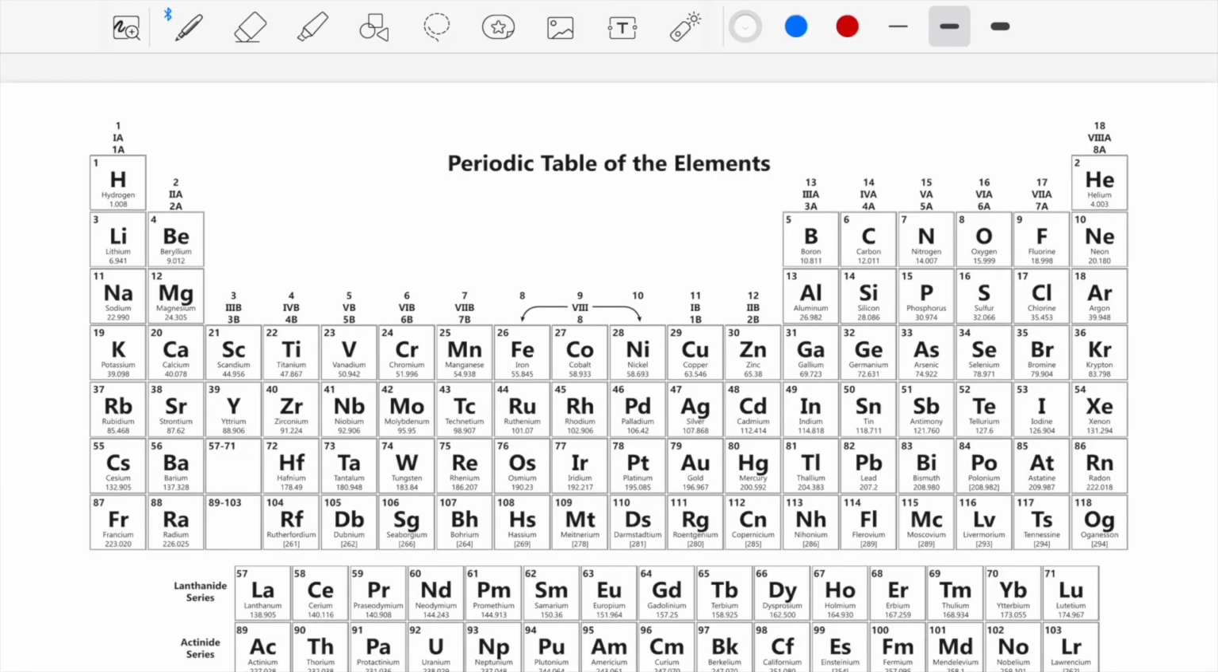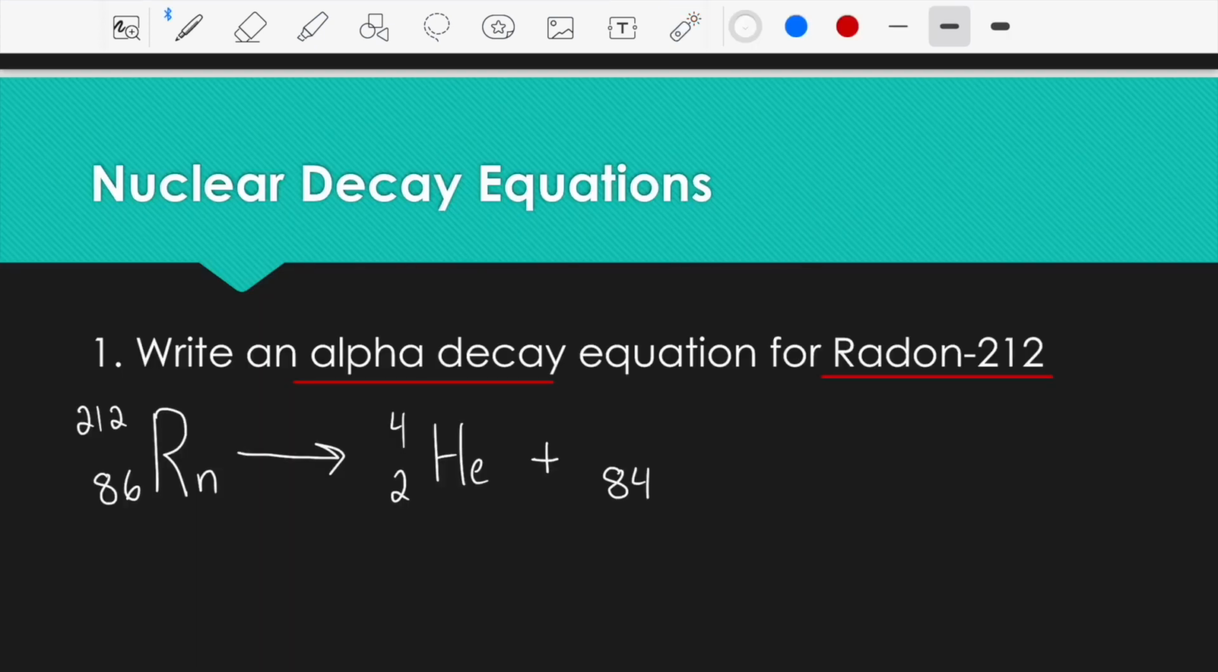So then I'd go to the periodic table and I'd look for element 84. It's polonium, so my symbol should be Po. And then once again, I'd ask myself, what plus 4 would be equal to 212? That would be 208. And then I have correctly written the alpha decay equation for radon-212.